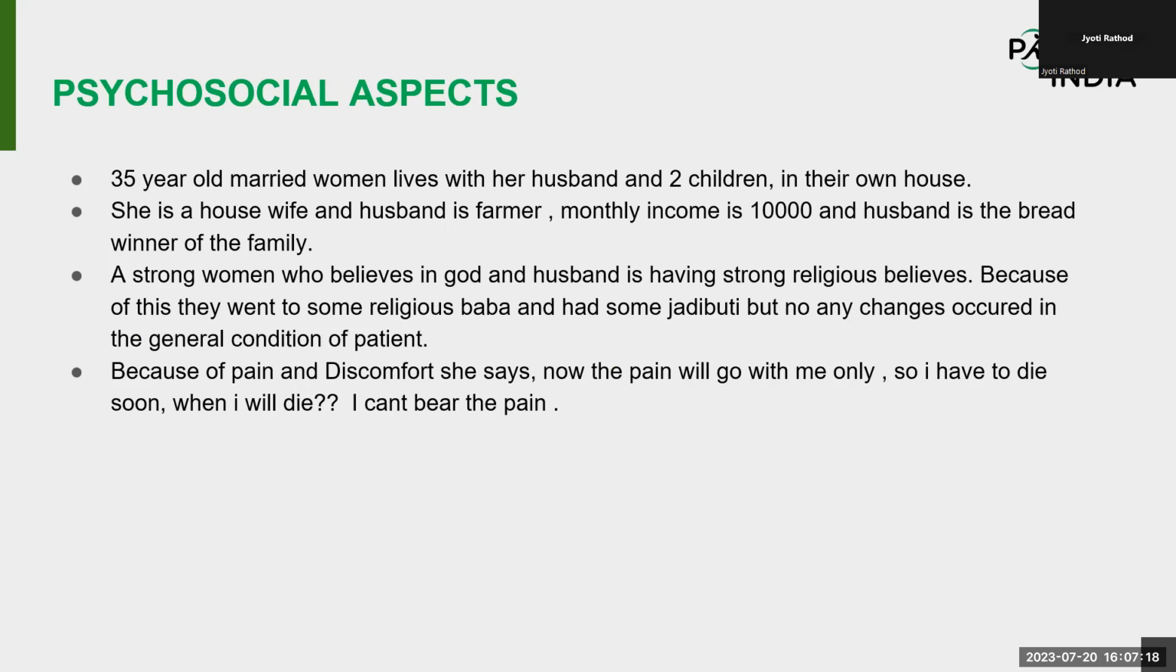Because of this, they went to some religious Baba and had some jadi booty kind of medications, but no changes occurred in the general condition of the patient. Because of pain and discomfort, the patient is having a lot of psychological issues. She always says the pain is so much I cannot even bear it. Once I die, that pain will go with me, so I want to die as soon as possible. Sometimes she also tells relatives, you make me die anyhow, I don't want to stay now.